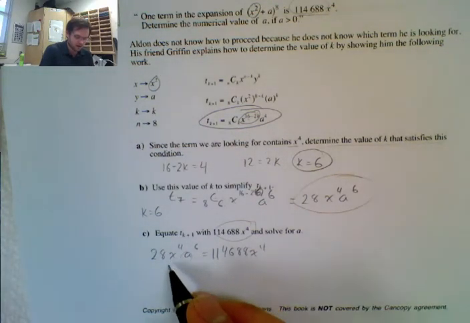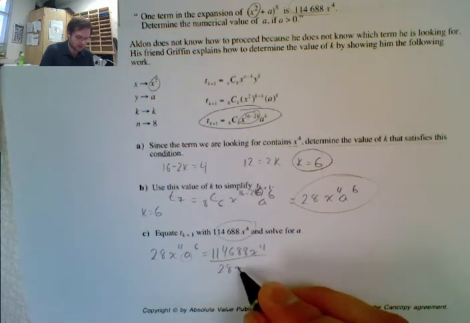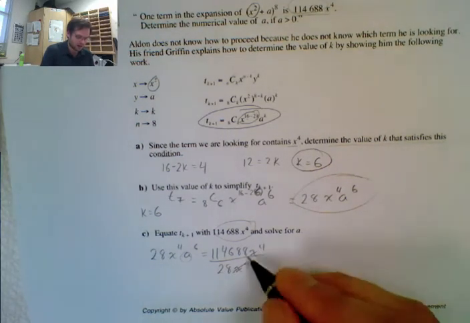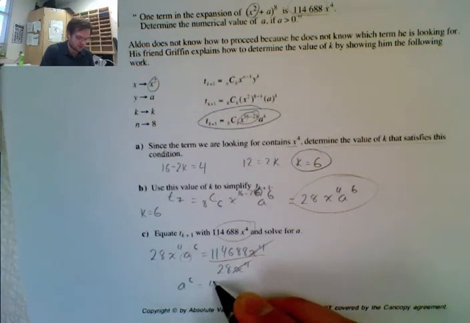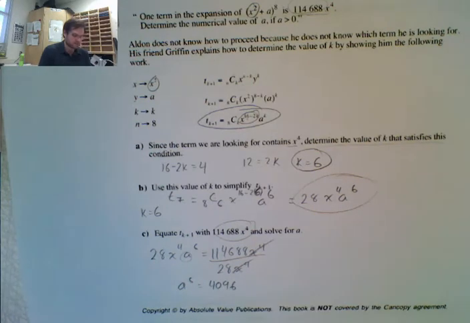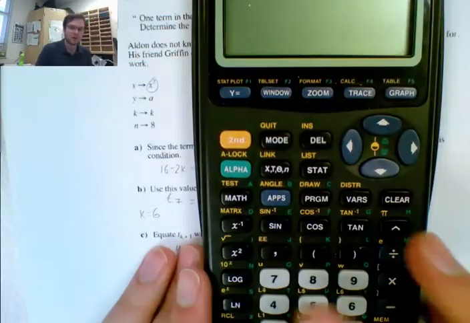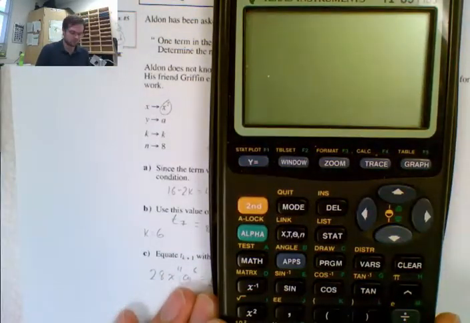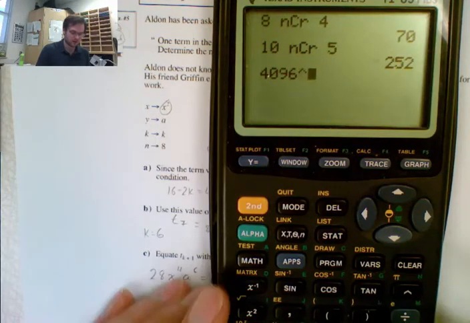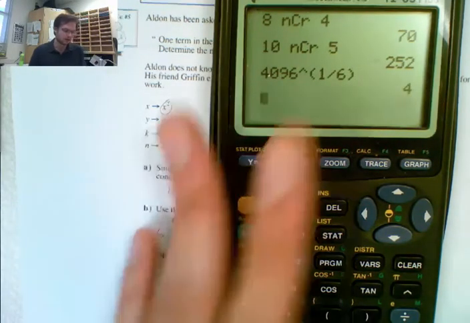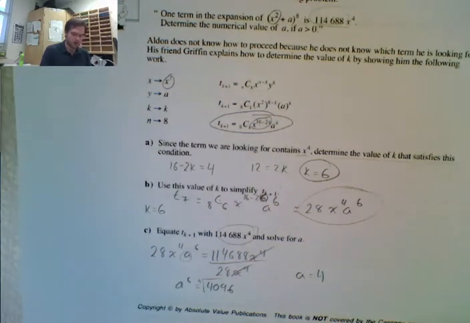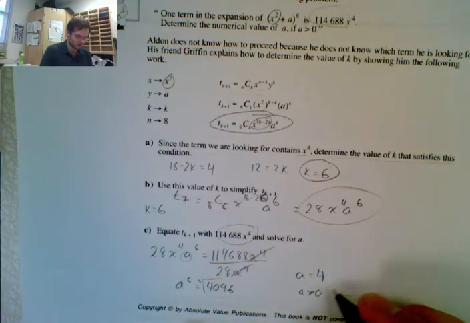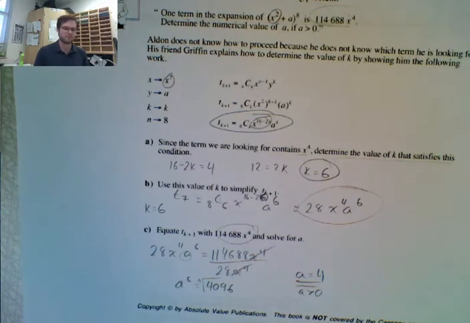We divide both sides by 28 x to the power of 4. So my x's cancel off, and I'm left with a to the 6 is equal to 4,096. So now I want to take the 6th root of this, so I'm going to go 4,096 to the power of 1 divided by 6, and that's going to give me 4. So I know here a must be equal to 4, and we know that a must be greater than 0, so then this works. Okay?